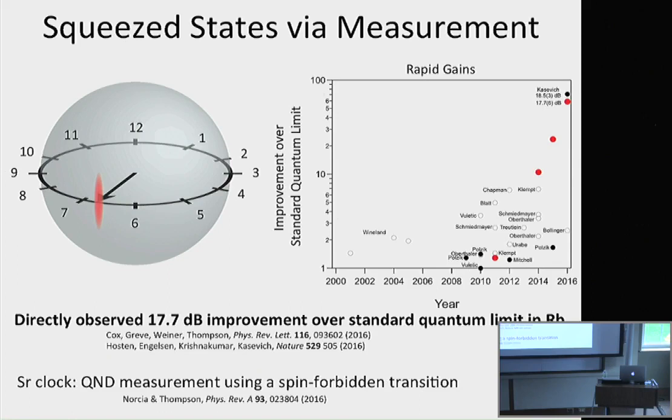And in our experiments, where are the red points here? I should say on the vertical, this is the improvement over the standard quantum limit in phase noise variance. Okay. And so one means you're at the standard quantum limit. We're now up at around 18 dB, and Mark Kasevich also has a wonderful result up at about the same level. Okay. So this is about a factor of 50 or 60 beyond the standard quantum limit.